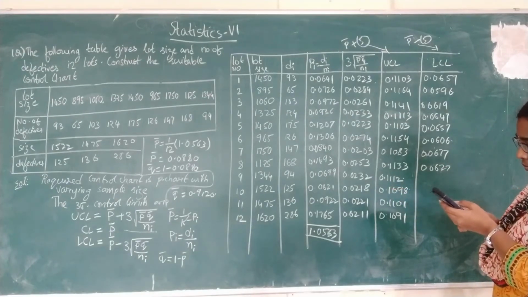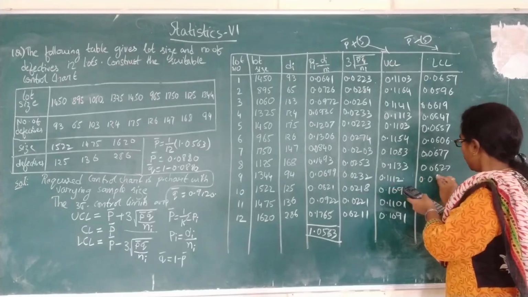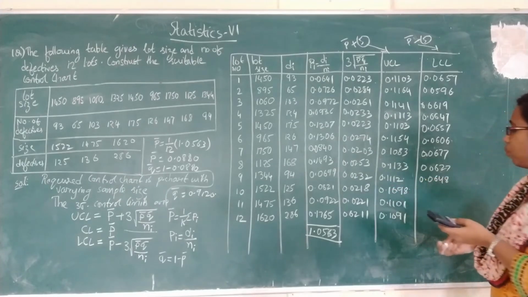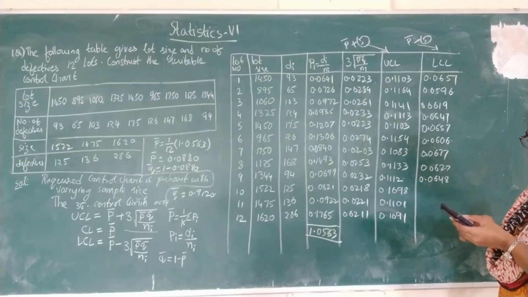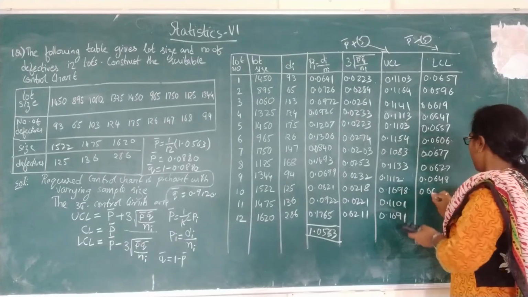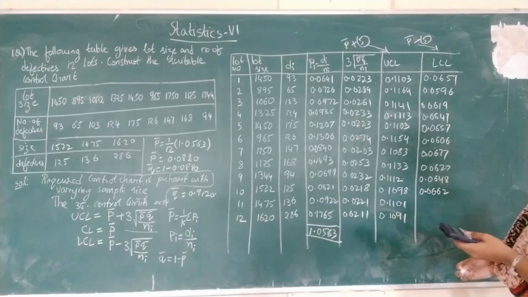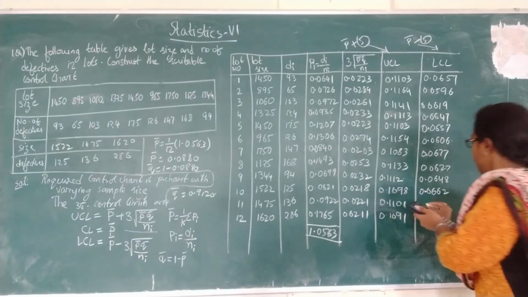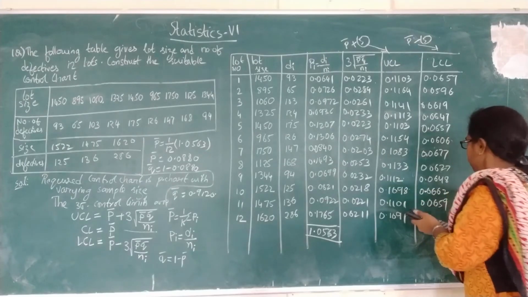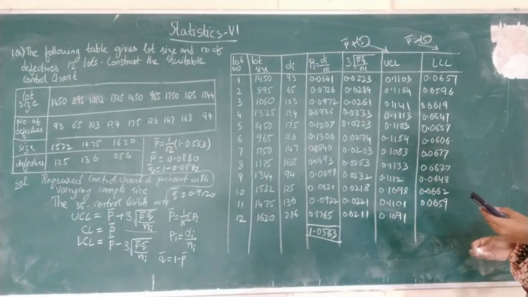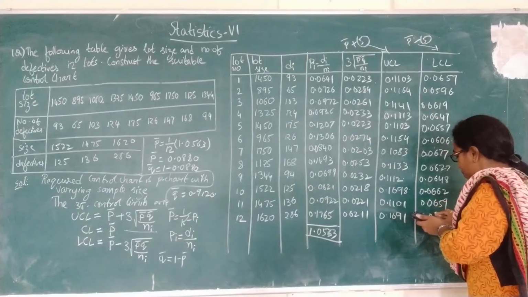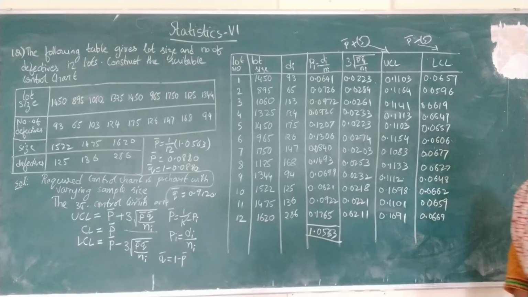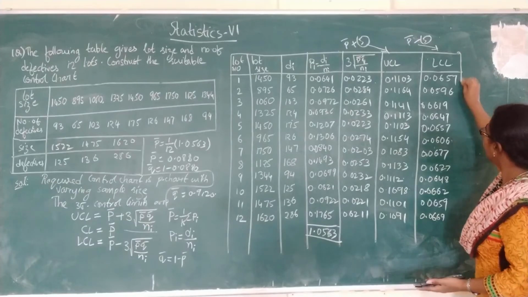0.0232, you get 0.0648. Next, 0.0218, you'll get 0.0662. Next is 0.0221, that is 0.0659. And the last one is 0.0211, so you get 0.0669. So these are all the LCL values we got. You got all the UCL values, we got all the LCL values.